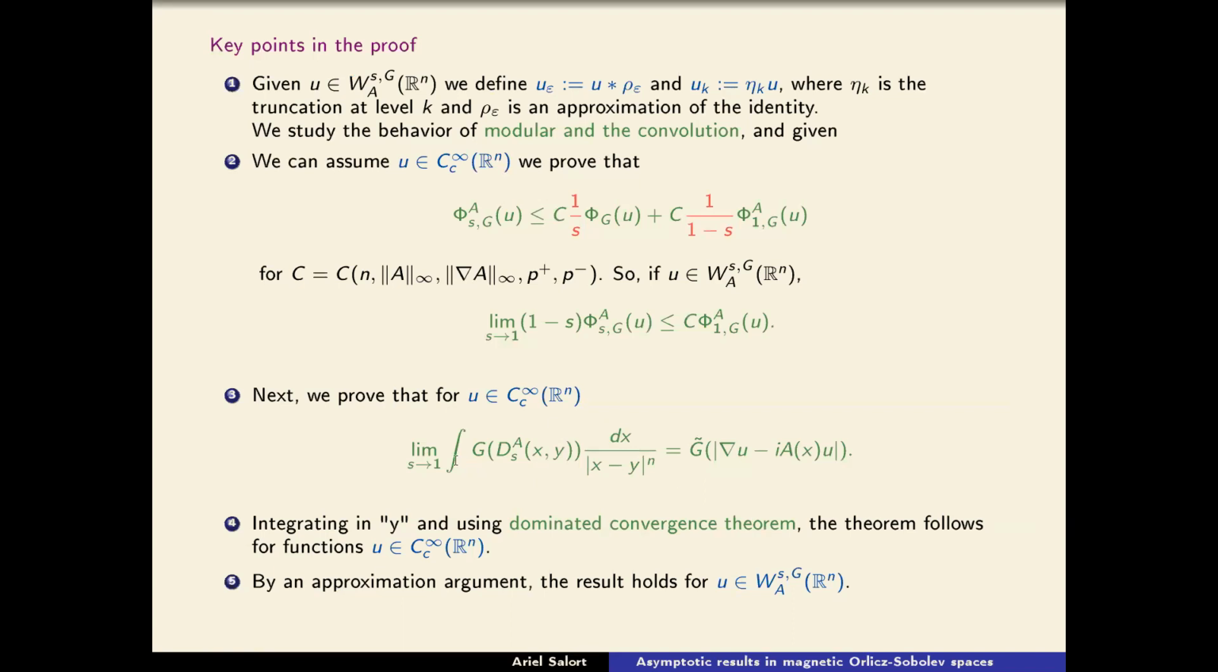So this expression is obtained for a smooth function because of these previous computations, and then by using the dominated convergence theorem, you can interchange the limit and the integral, and then you obtain the result for smooth functions with compact support. Then by using some approximation arguments, you obtain the result for an arbitrary function in the space. Roughly speaking, that is the main idea of the proof.